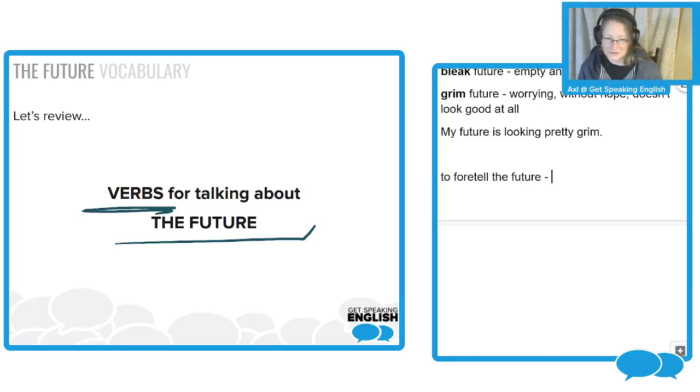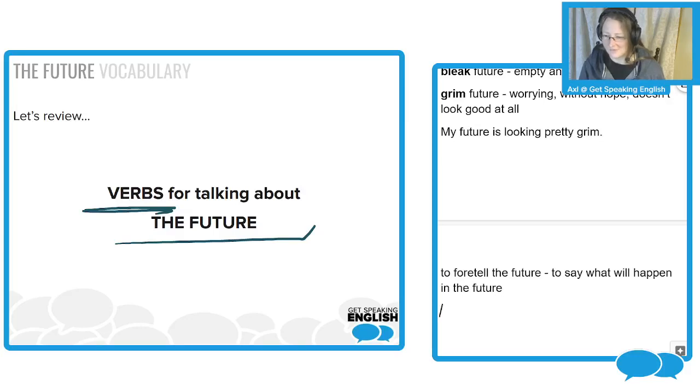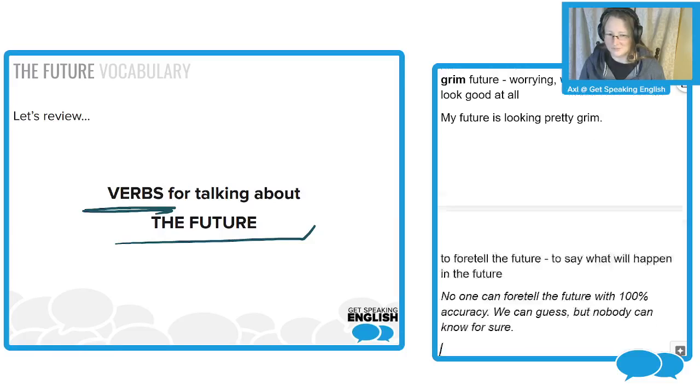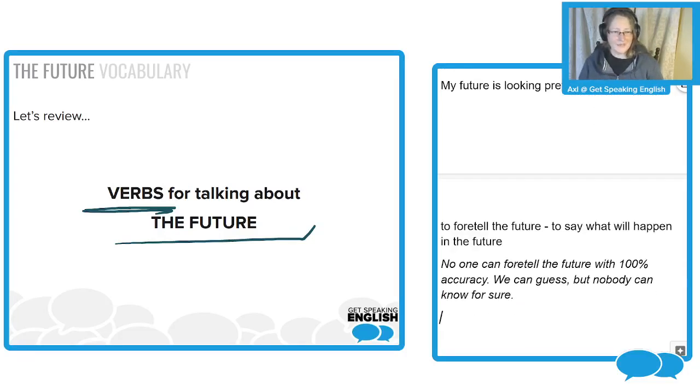And if we foretell the future, we're going to say what will happen in the future. So for example, no one can foretell the future with 100% accuracy, none of us. We can make guesses, right? But nobody can know for sure. Another thing that we might say is that you might look into something, so to look into the future.